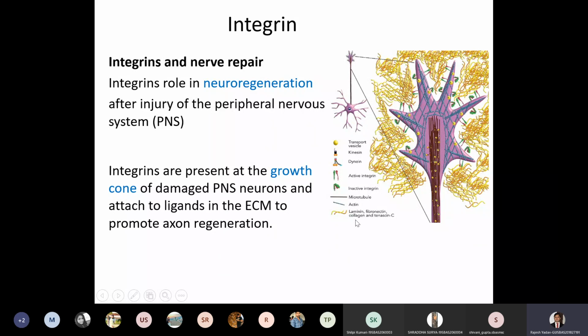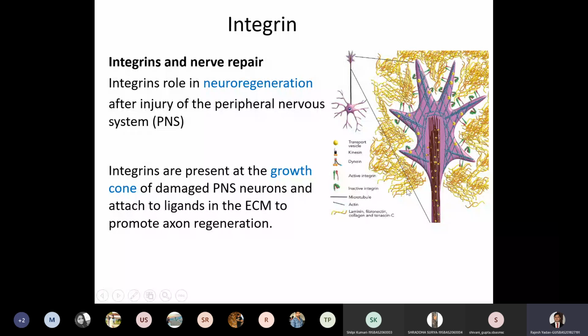And the green one is an inactive integrin, and this yellow color is laminin, fibronectin, collagen. So actually this is a ligand: laminin or fibronectin, the yellow color, is the ligand for the integrin. When this ligand binds to the integrin, the integrin becomes active and then it causes neuron regeneration. So yellow here is the ligand of the integrin, maybe fibronectin, laminin, or collagen-like proteins, and green shows the integrin protein.